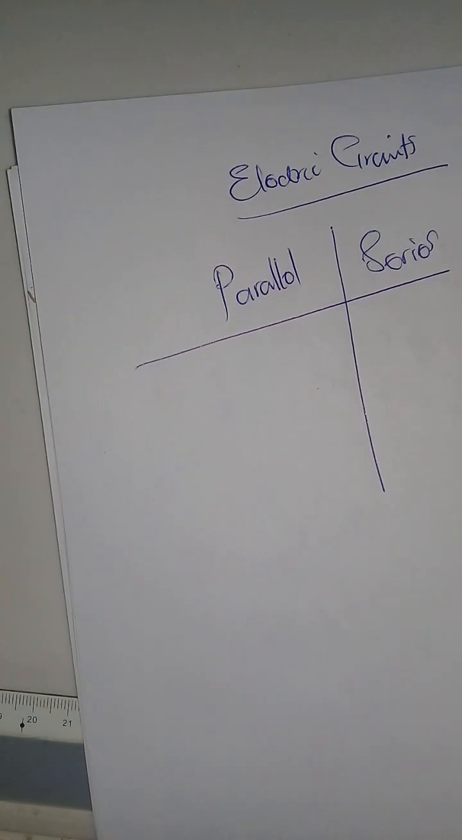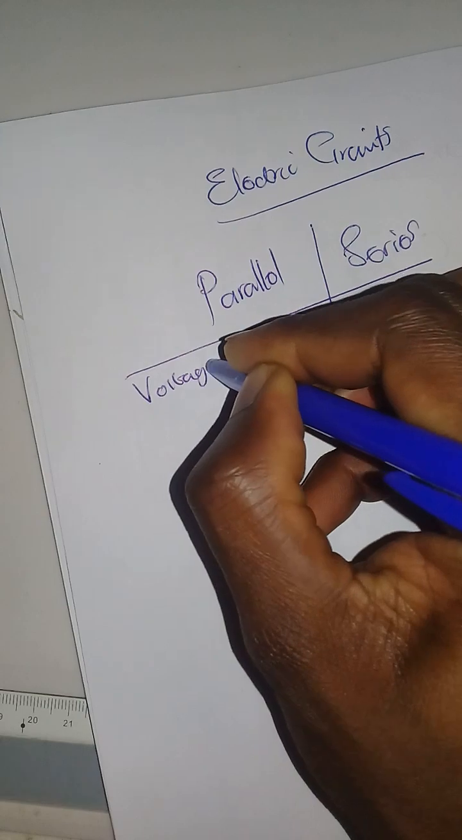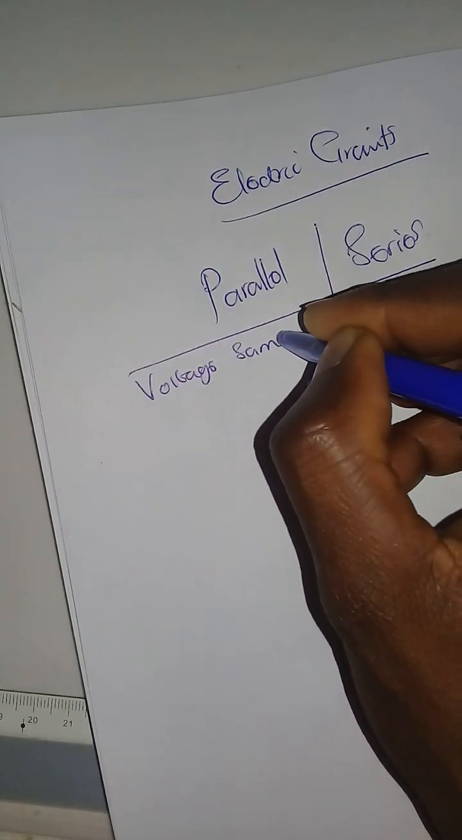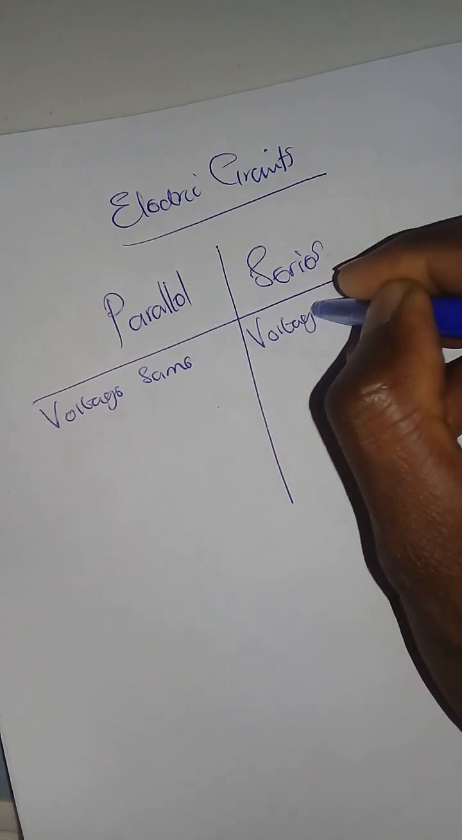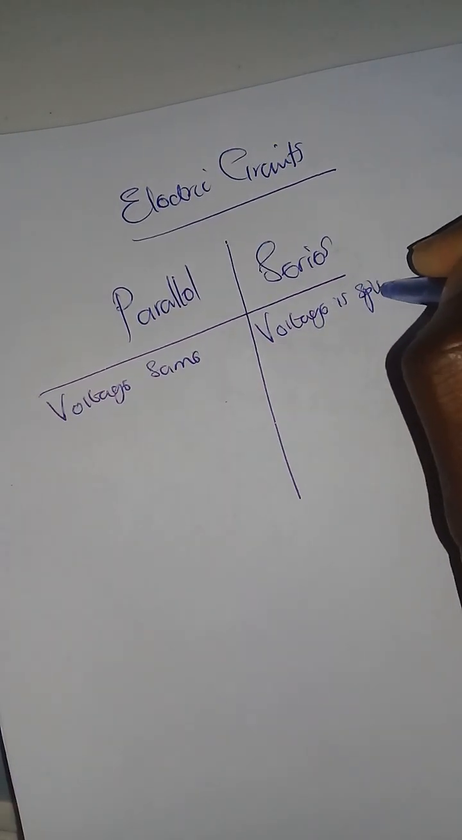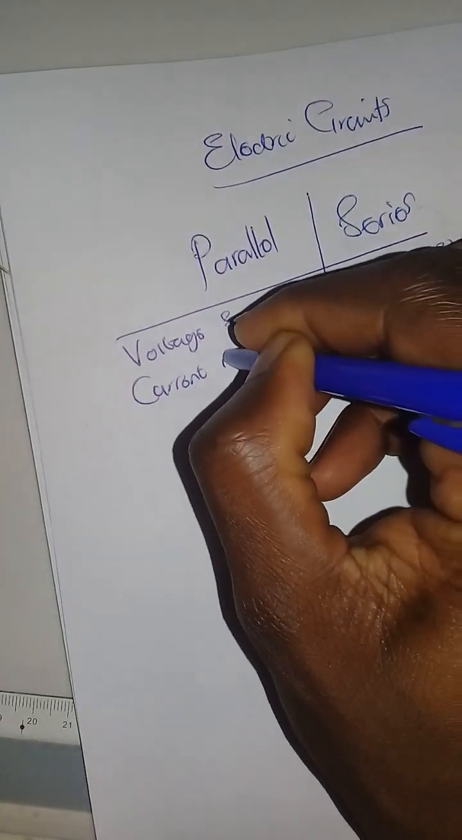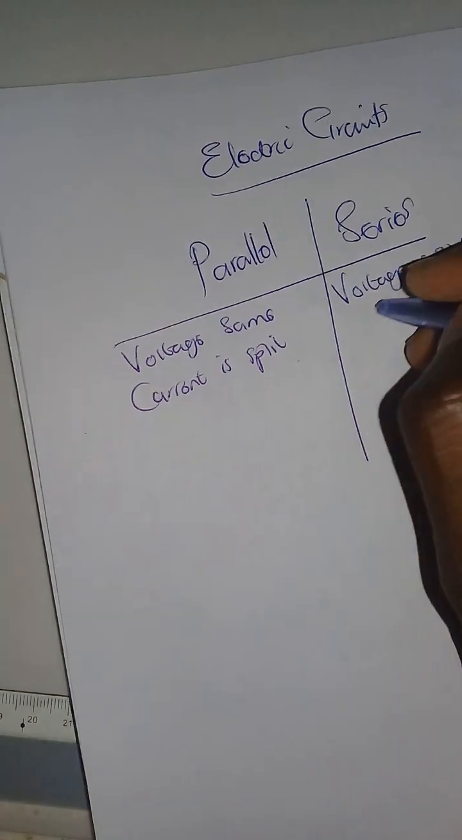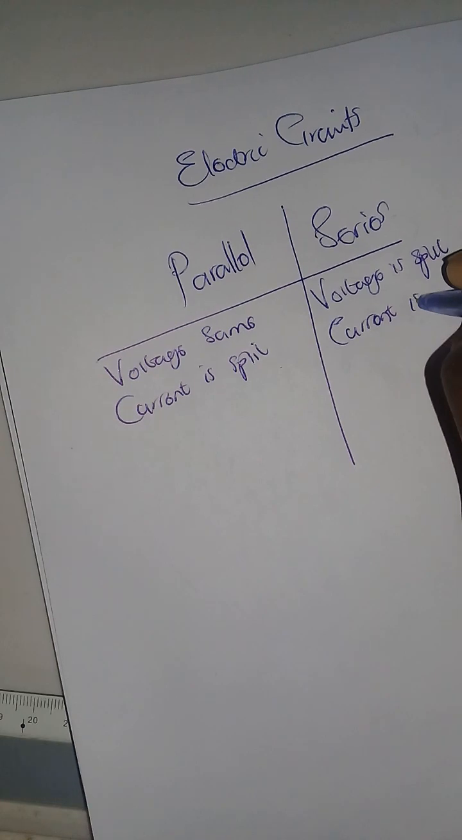So in order for you to be able to answer any electric circuit calculation, you need to know the properties of each type of connection. Now let's look at the first one. The voltage is the same in our parallel connection, but in our series connection, the voltage is split, right? And then the current is split. And then for the series connection, the current is the same.